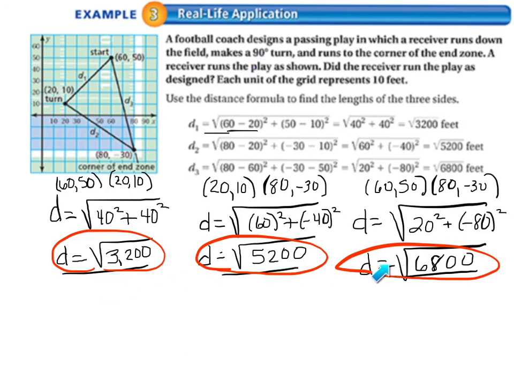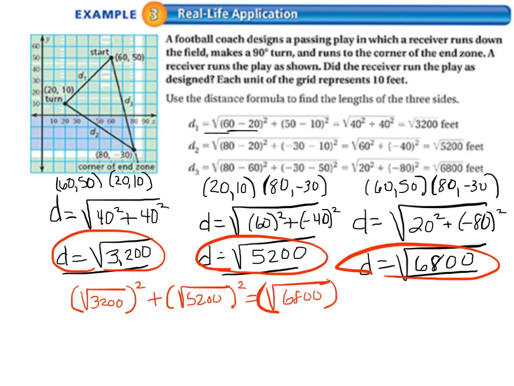Well, what we're doing is proving whether or not these three sides make a right triangle, which is the converse of the Pythagorean theorem. So we have to plug all these into a squared plus b squared equals c squared. Because the square root of 6,800 is the biggest value, that's going to be our c. So we're going to plug in the square root of 3,200 squared plus the square root of 5,200 squared equals the square root of 6,800 squared.